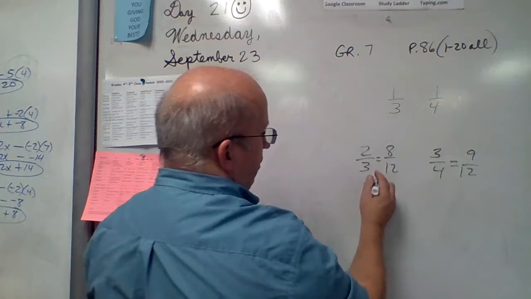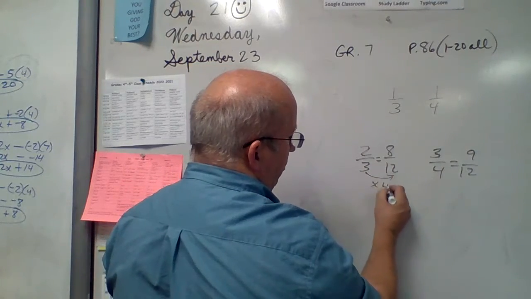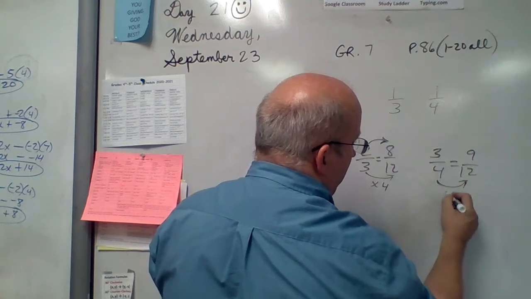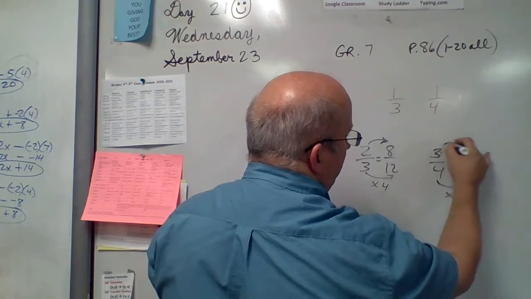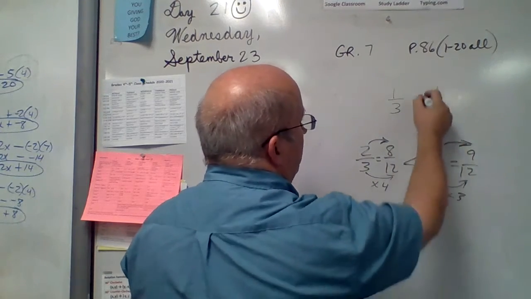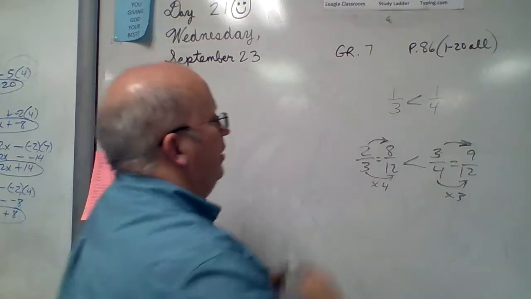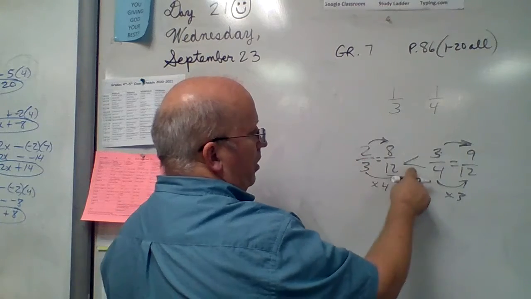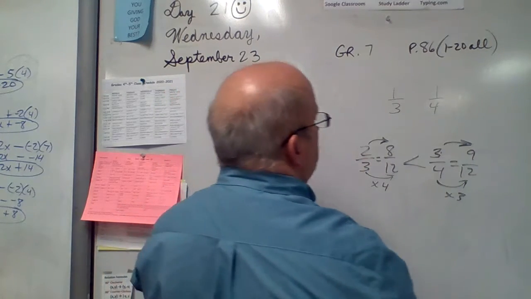How did I do that? Well, 3 times 4 gets me to 12, so I take this times 4. 4 times 3 gets me to 12, so 3 times 3 gets me to 9. Whoops, no, I didn't do that problem. I'm sorry. I did this problem. 2/3 is less than 3/4.